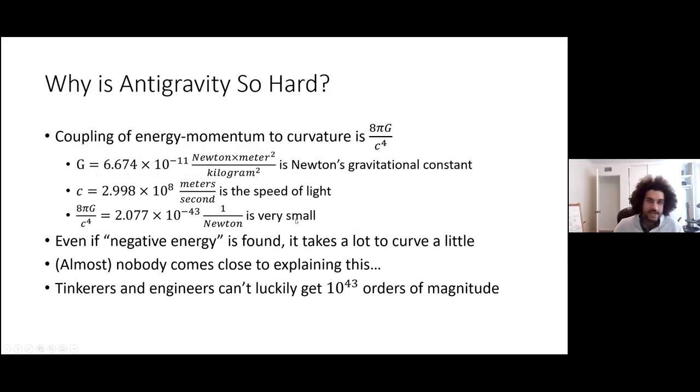So why is anti-gravity so hard? Well, basically, we can look at this coupling constant between matter and curvature, and it's astronomically small. Newton's gravitational constant is pretty small. And then we have the speed of light, which is pretty big, but that's in the denominator, and then we have it to the fourth power. So we have this huge number in the denominator to the fourth power multiplied by this other small number, giving this extremely small number. So even if we can find negative energy, we're going to need a lot of it to curve space-time enough to have an actual effect.